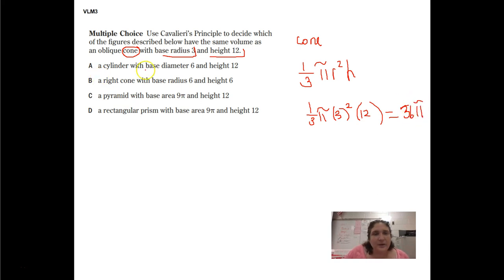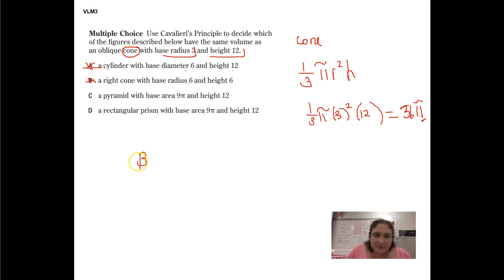So let's see, a cylinder with a base diameter of 6 and a height of 12. The issue is, do you see how our answer has pi in it? Because this doesn't have pi in it, we know it really can't be choice A, because pi is one of those unique 3.14 numbers. Same thing for B. It can't be B because, oh wait, it could be B because B says a cone. Hold on. It might be B. Let's look at B. B says a right cone with a radius.